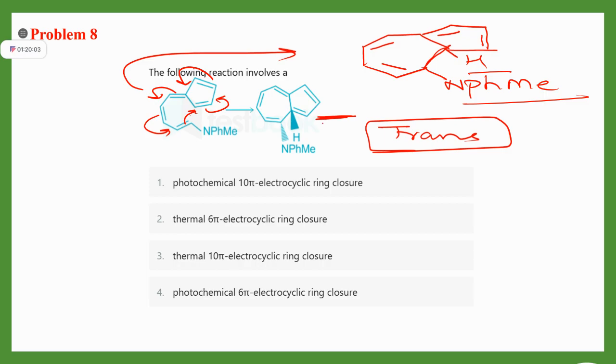First, if we look at option number 1, they are saying photochemical 10 pi electrocyclic ring closure. Okay, 10 pi, let's see, 1, 2, 3, 4, 5. Yes, 5 bonds, 10 pi electrons, good. Ring closure, good. But 10 pi electrons is your 4n plus 2 system, correct? Under photochemical condition, it will undergo conrotation. Good. Conrotation, Ph and Me are here and hydrogen is also here.